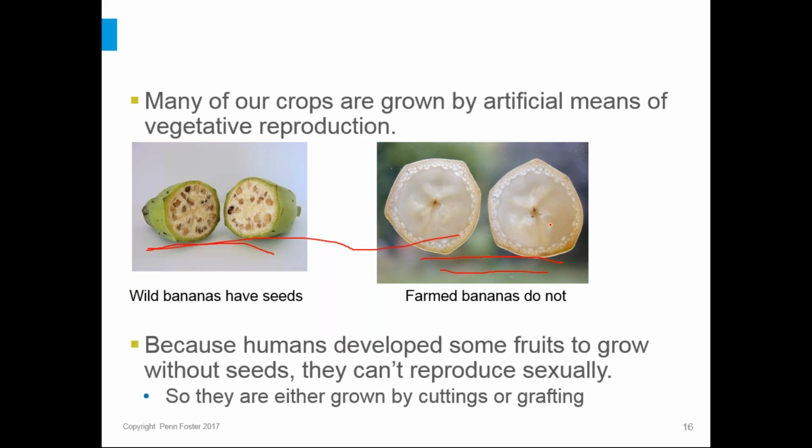So other plants, these and other plants that humans grow that don't have seeds, they have to be grown by vegetative reproduction. They're either grown by cuttings, which is taking a budding stem off of a plant and getting it to grow its own roots, becoming a new plant, or grafting, which is taking a branch from one tree and splicing it onto another tree.